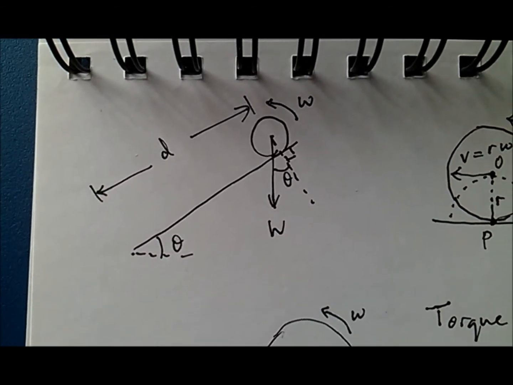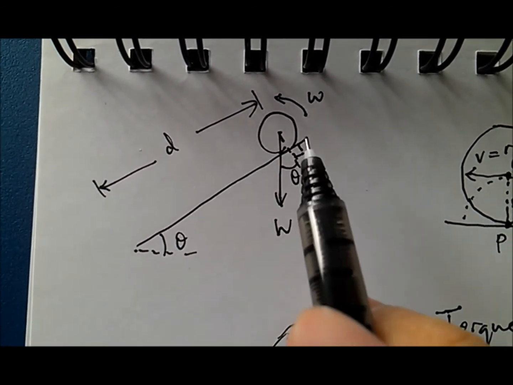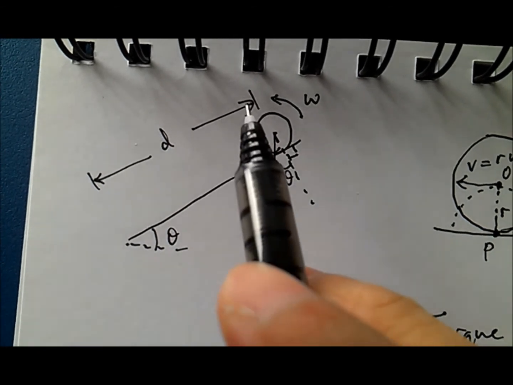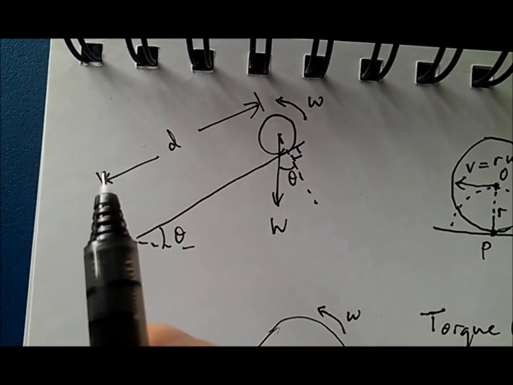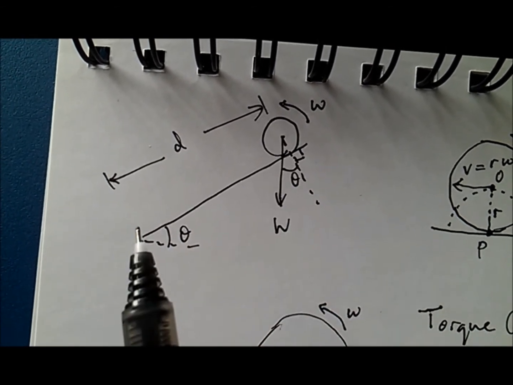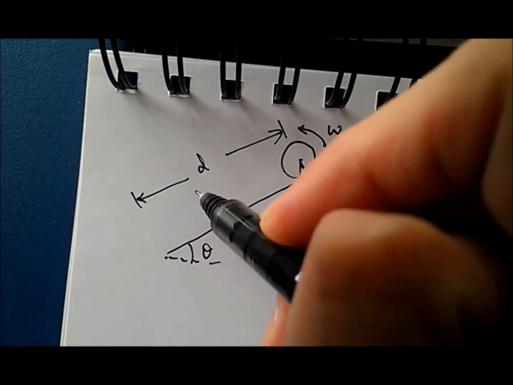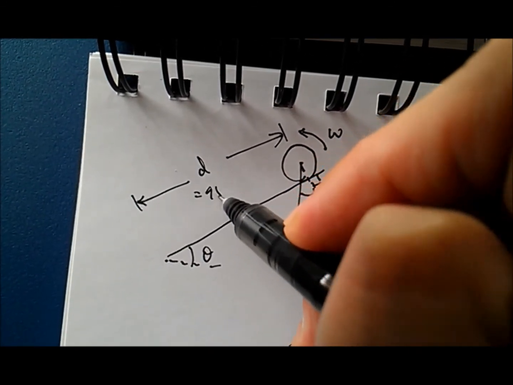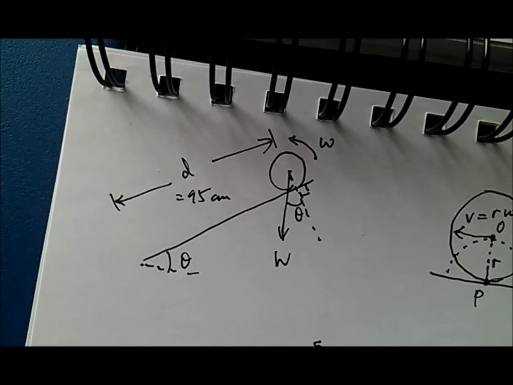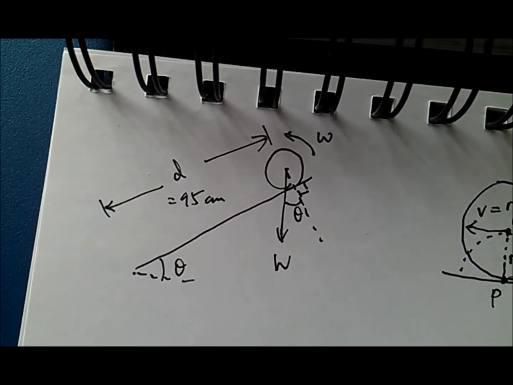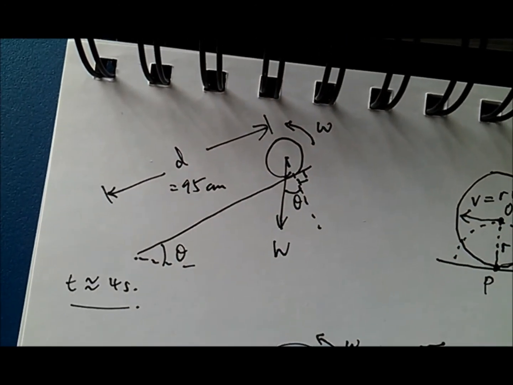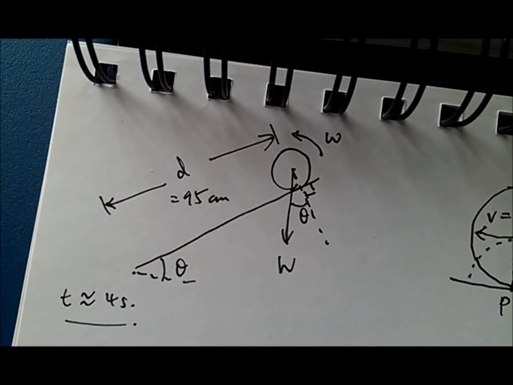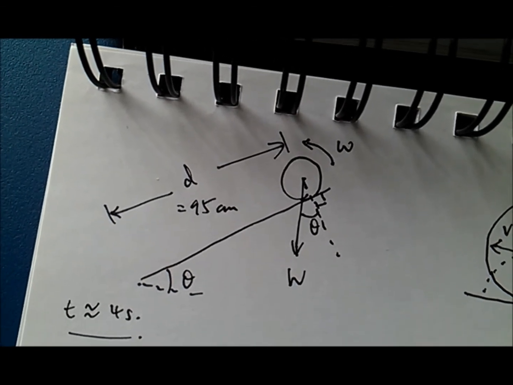Now I'm going to analyze the motion of the ball down the slope. The ball travels a linear distance of 95 centimeters in our case, from the point it starts until the point it reaches the end of the slope. In our experiment, if you recall, it took about 4 seconds for the total travel time.